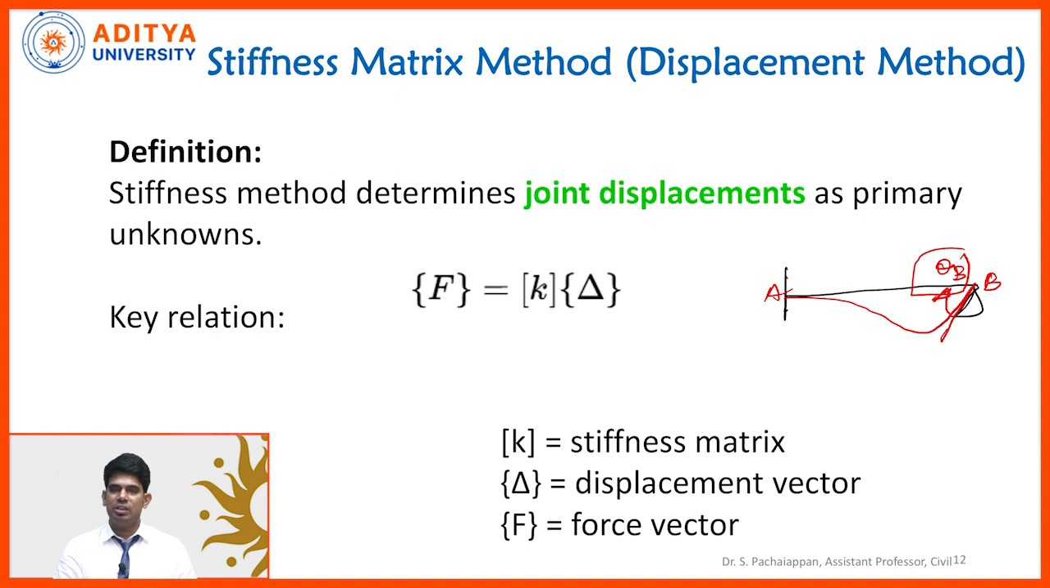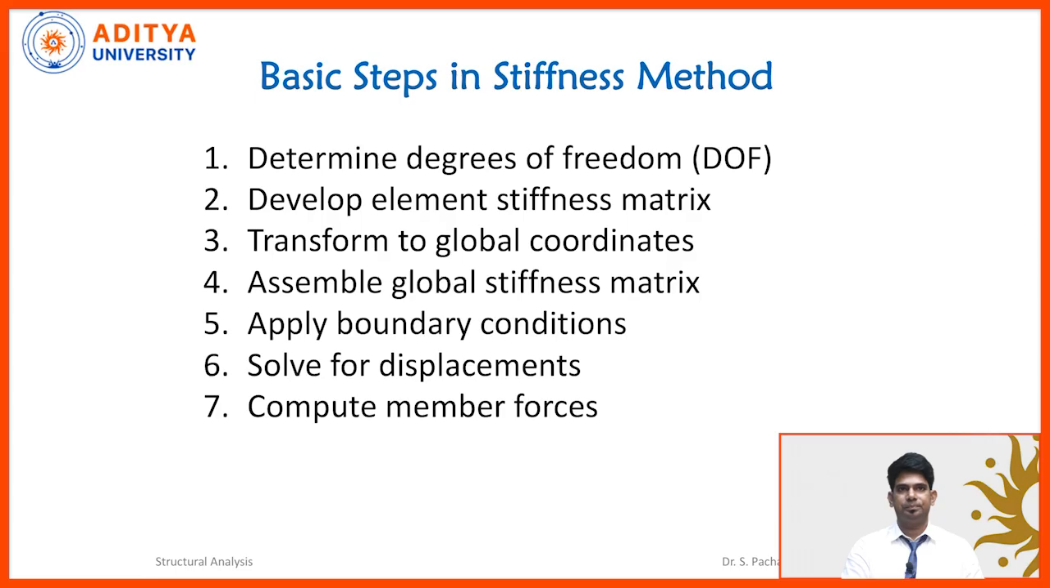Because the unknowns are displacements, we are not going to discuss the forces. What we are going to calculate is a force vector, which is the product of the stiffness matrix multiplied by the displacement vector. So force vector is equal to stiffness matrix multiplied by displacement vector. K is the stiffness matrix, del is the displacement vector, and F is the force vector. So this is the generalized equation for the stiffness matrix method.